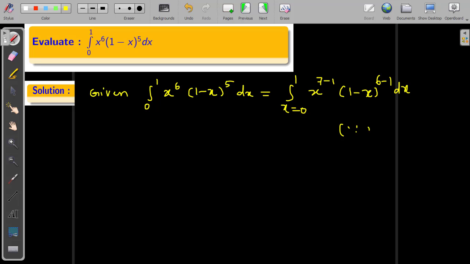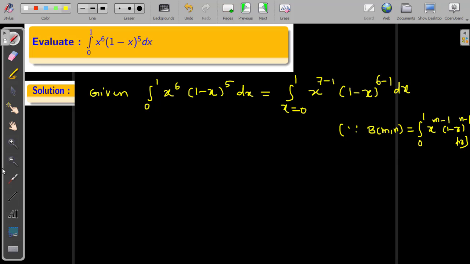So we have the definition of a beta function. Beta of m comma n equals the integral from 0 to 1 of x power m minus 1 times (1 minus x) power n minus 1 dx. This is called the beta function definition.